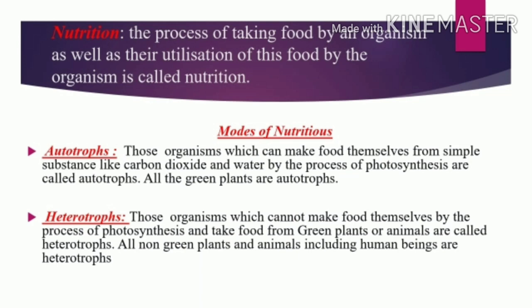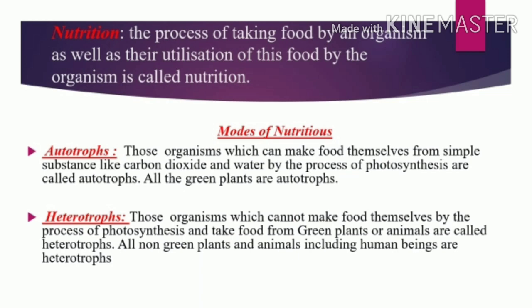So, the method of obtaining food is known as modes of nutrition. On the basis of the mode of nutrition, all the organisms are divided into two main groups. Now, what are these? These are autotrophs and heterotrophs.